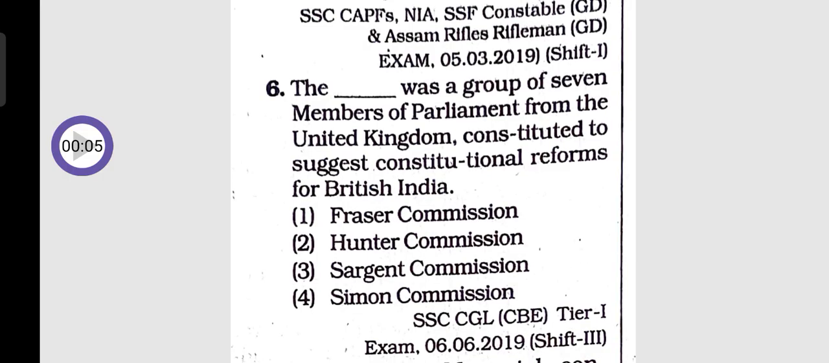So question number 6. The group of 7 members of parliament from the United Kingdom constituted to suggest constitutional reforms for British India was known as? Option 1, Fraser Commission. Option 2, Hunter Commission. Option 3, Sargent Commission. Option 4, Simon Commission.